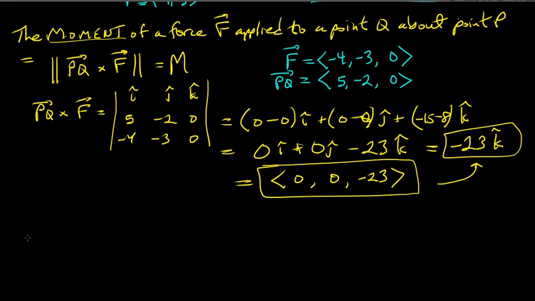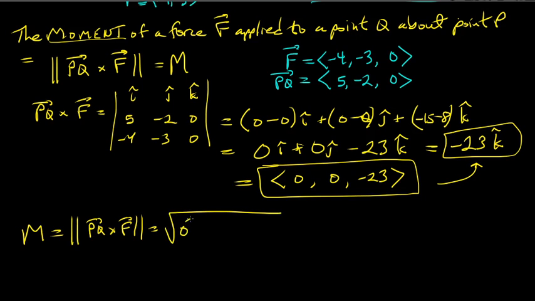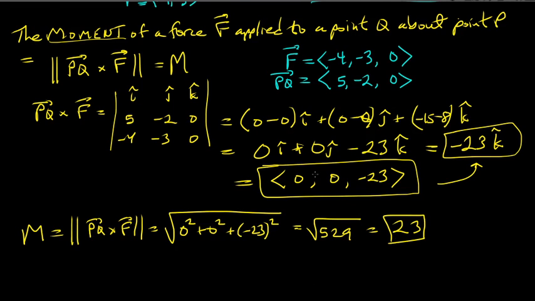Now to change that to a scalar, we just take the magnitude of that vector, which I hope you can do pretty easily. It's just 23. I mean, officially, it's the square root of 0 squared plus 0 squared plus negative 23 squared, right? And you can work that out. I don't know what 23 squared is. Okay, it's 529. So you get the square root of 529, which is, of course, 23. So that's the moment, 23.